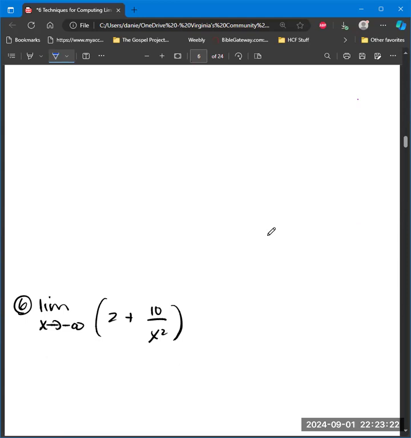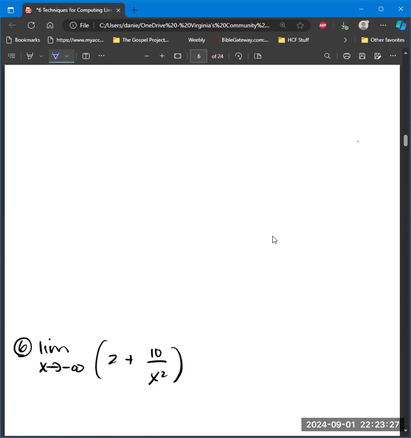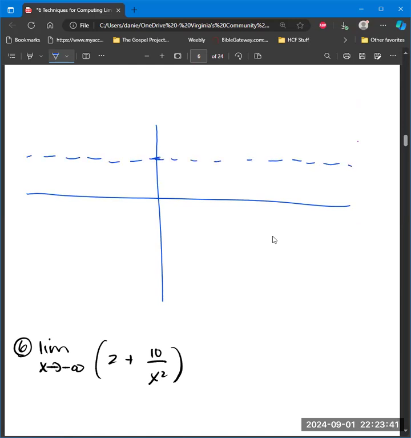Let's look at this one here. Limit as x goes to -infinity of 2 plus 10 over x squared. So let's draw this graph here. This is based off of 1 over x squared, but it's going to be shifted up 2. So we have a horizontal asymptote up here at y equals 2. We still have a vertical asymptote here at x equals 0. And we've multiplied by 10. So things are going to be growing a lot faster here.